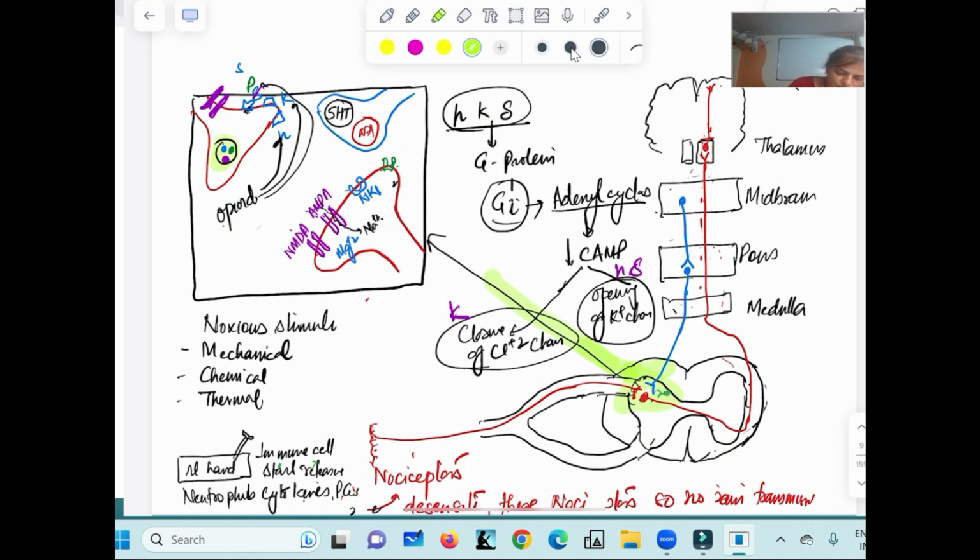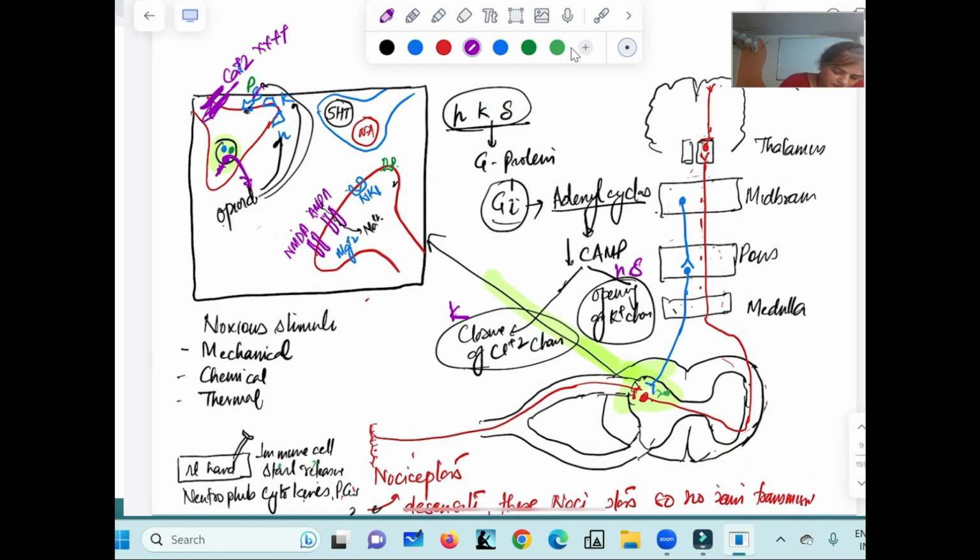If you want the release of this neurotransmitter, what do we need? When will it be released? It will be released when calcium influx will be there. So for the exocytosis of the neurotransmitter, the influx of calcium is a must. Now if this calcium does not go inside, then what will happen?